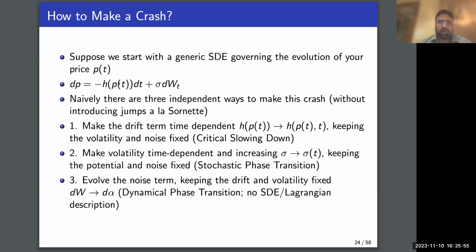So we see that there are 3 kind of knobs here that we can tweak. We want to make a crash. First, we can make the drift term time dependent, keeping the volatility and the noise fixed, which would correspond to a kind of critical phase transition. We can make the volatility sigma time dependent and increasing, keeping the potential of the drift and the noise fixed, which would correspond to a kind of stochastic phase transition. Or we can evolve the noise term in time, keeping the drift and the volatility fixed, which would correspond to a kind of dynamical phase transition, which arguably does not have an SDE or a Lagrangian description, right?